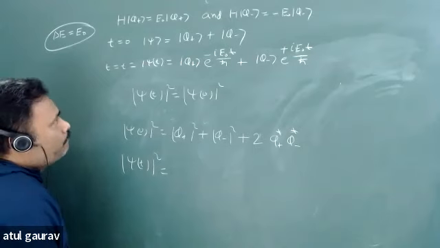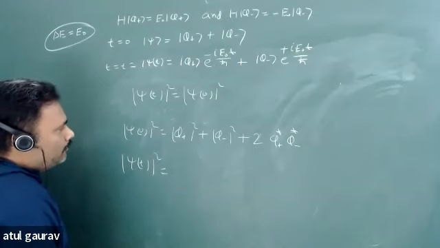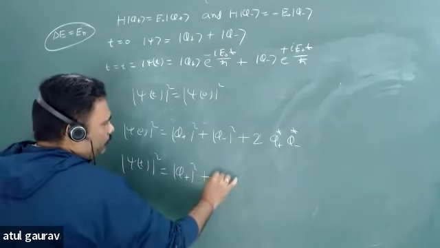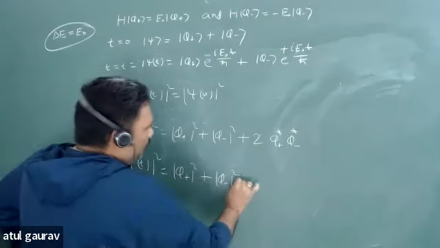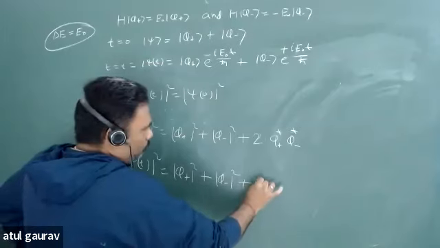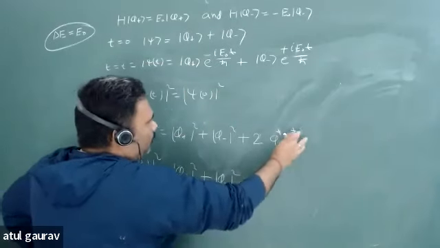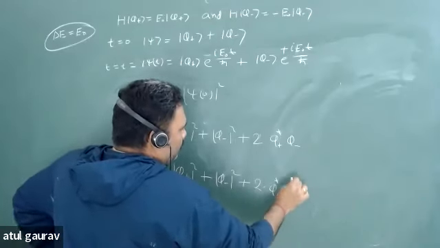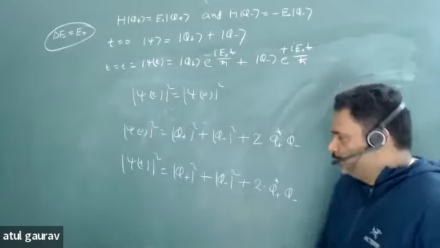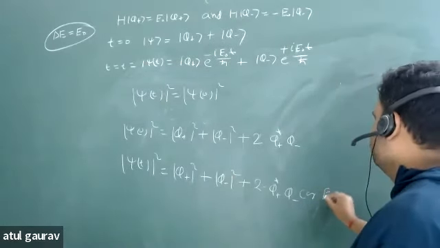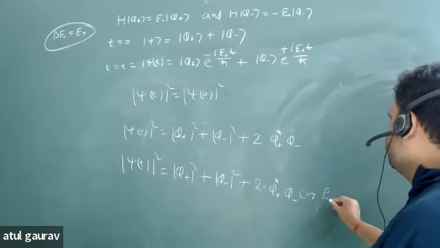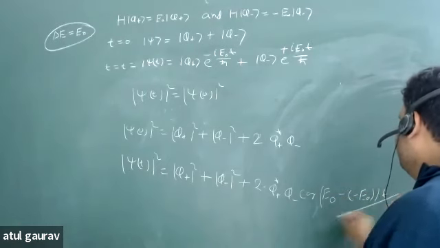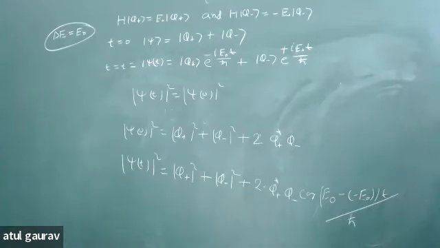Tell me. Mod psi 5 plus square, very good, plus mod psi 5 minus square, very good, plus next, 2 times the real part of, so you can just take 5 plus star, 5 minus. After that, cos of E2 minus E1, so you can put minus E naught minus E naught, t by h cut. Okay, t upon h cut.